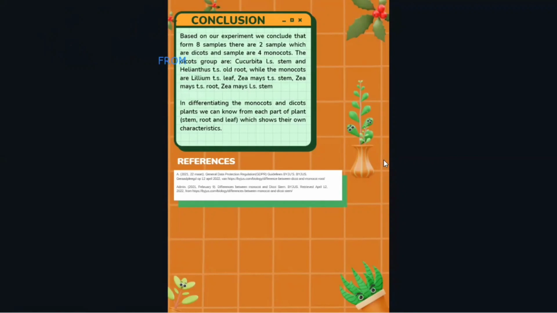So in differentiating monocot and dicot plants, we can know from each part of the plant, which is stem, root, and leaves, which show their own characteristics.